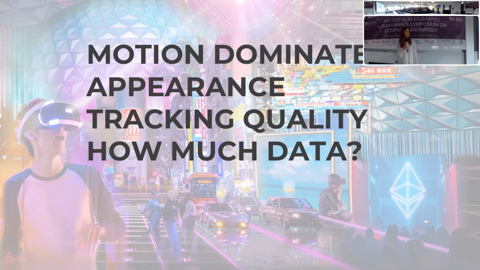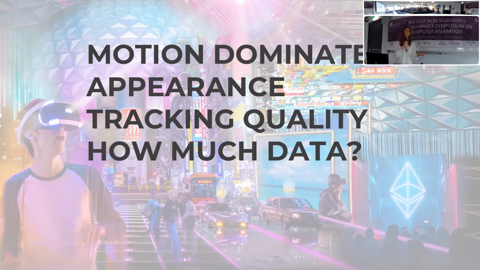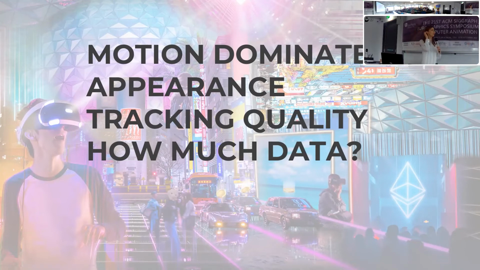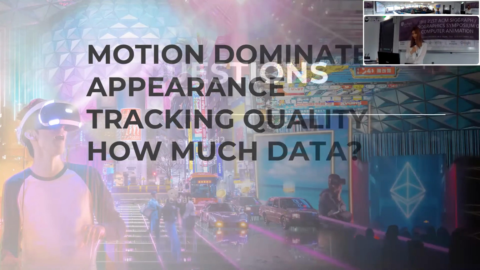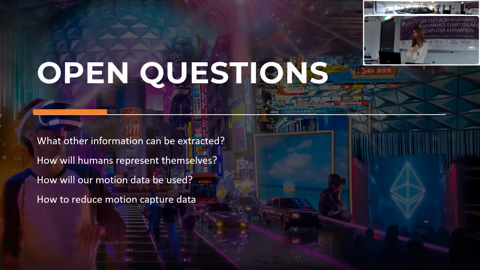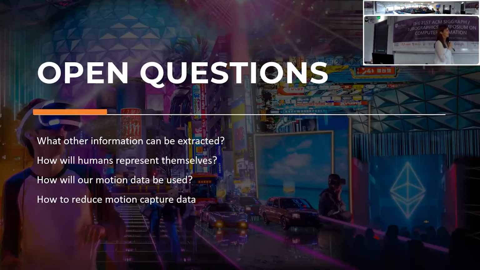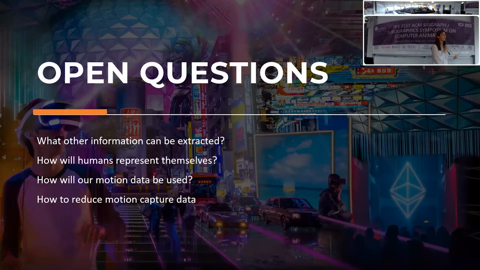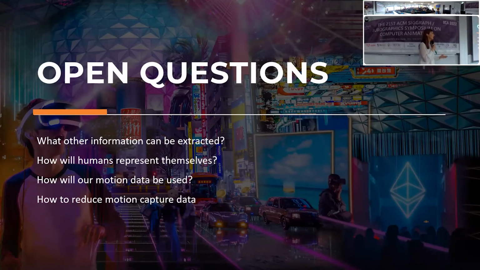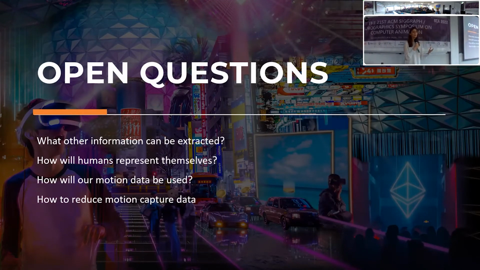How much data is too much data or not enough data? That's another question. On the one side you've got the richness of data in a small number of points, but then obviously you have to drive an avatar, so to make it realistic. That's another question that we're all going to be looking at. So these are open questions that I hope people might take on. There is the idea of what other information can be extracted from motion, and how that motion data will be used in the metaverse is an open question.